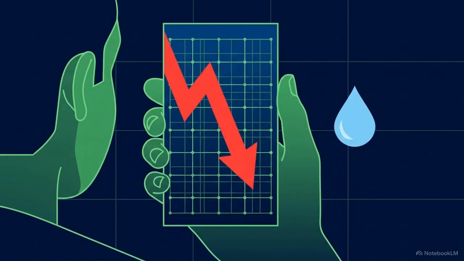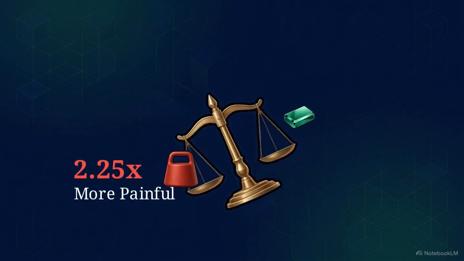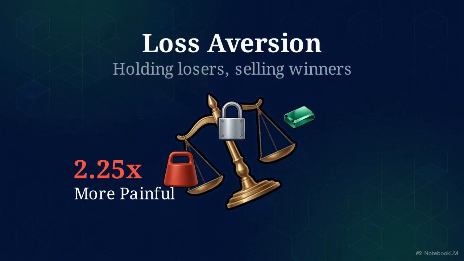The impact of psychology on pricing becomes clearest through prospect theory, which proves that individuals do not value equivalent financial gains and losses equally. Psychologists Daniel Kahneman and Amos Tversky found experiencing a financial loss is 2.25 times more painful than an identically sized gain. This disproportionate pain creates loss aversion.